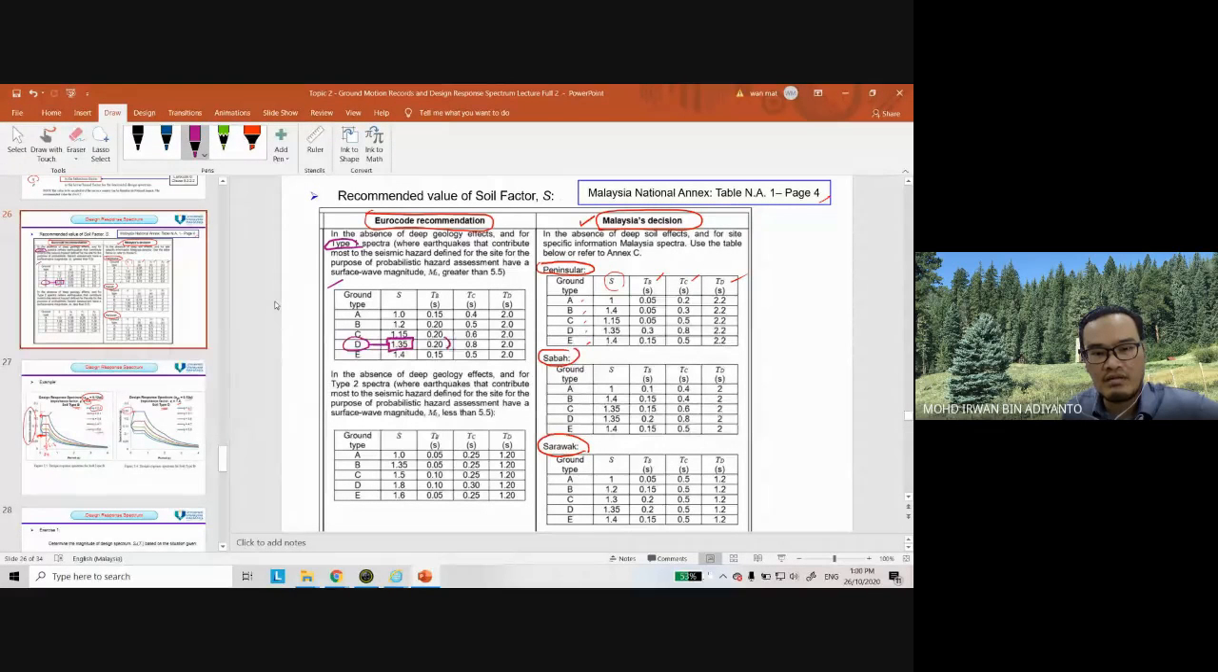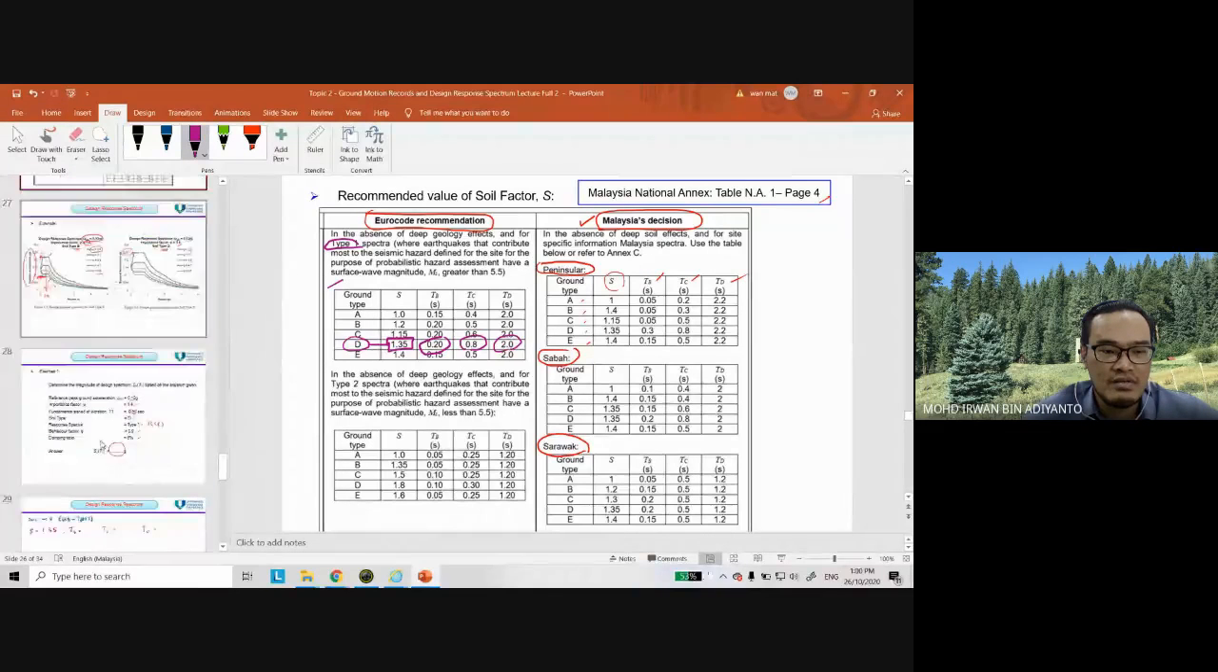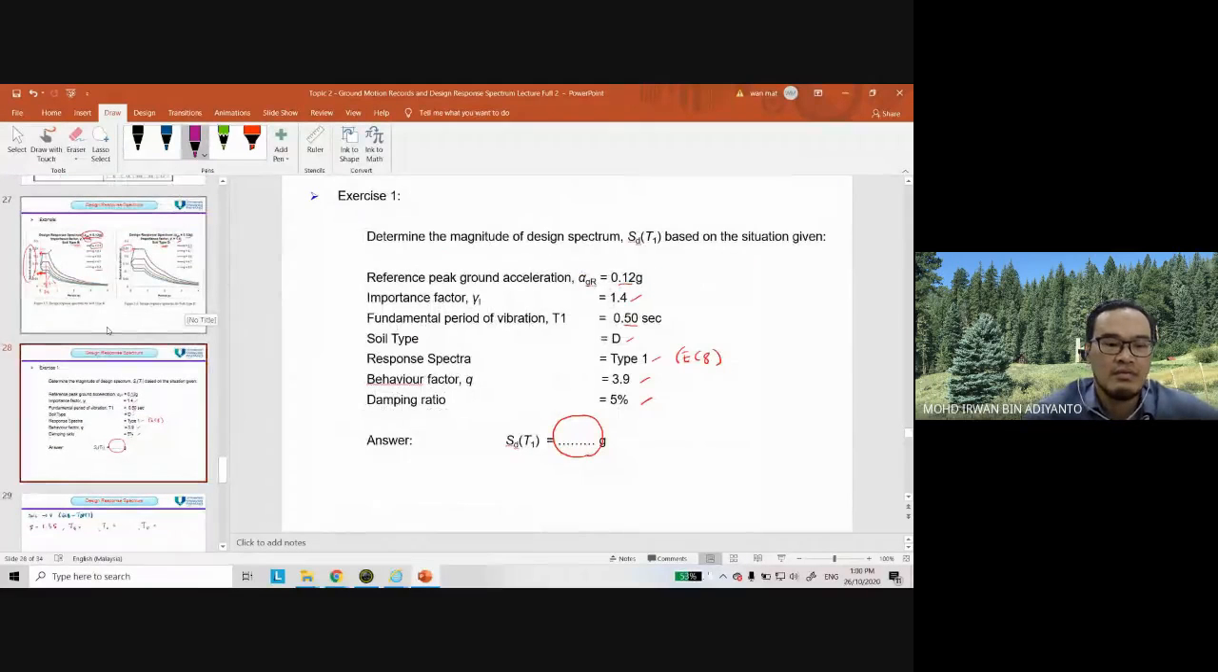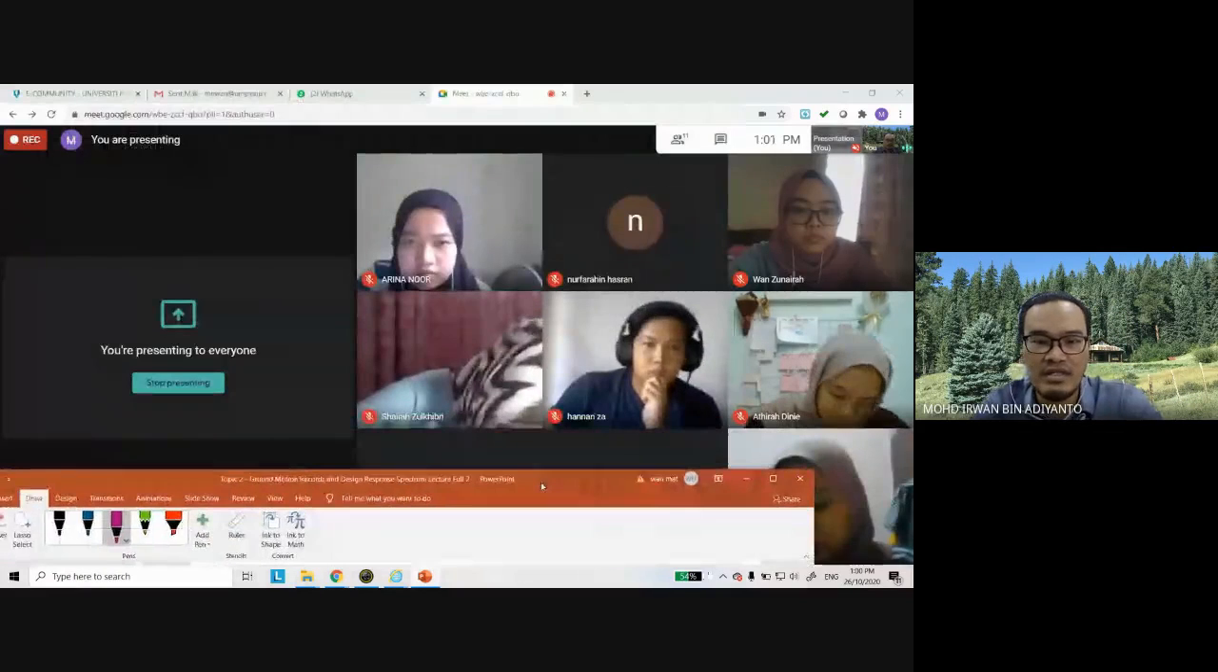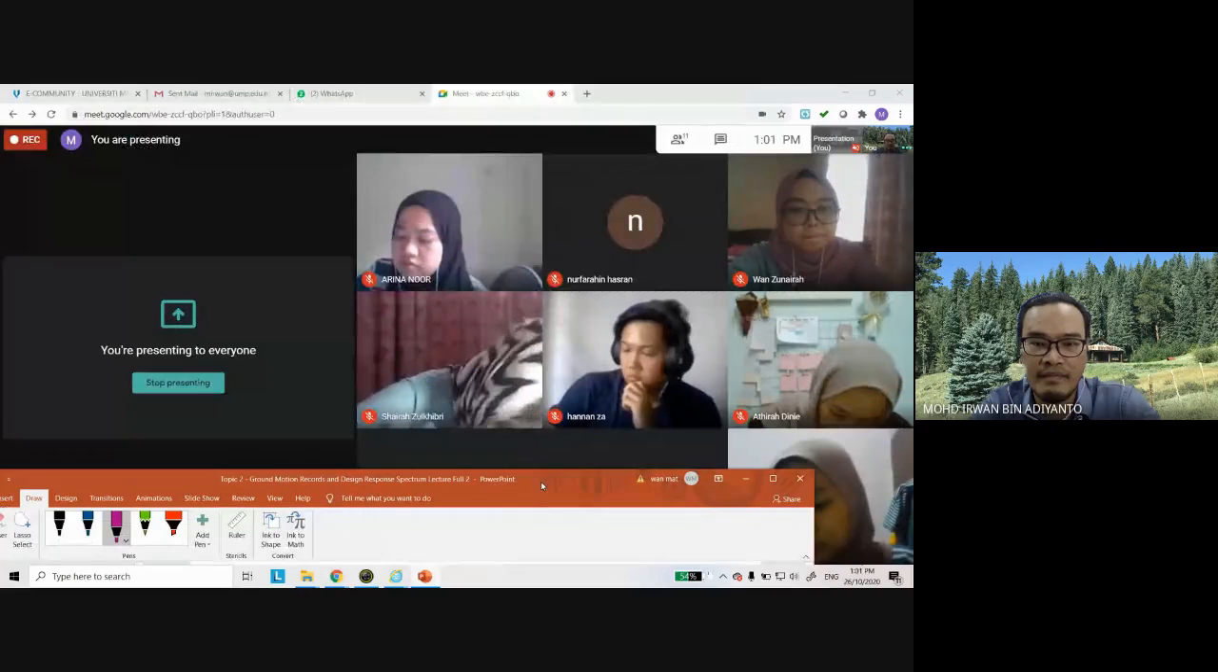This one, right? TB is 0.2, TC is 0.8, and TD is 2.0. So we just write down TB is 0.2 second, TC is 0.8 second, and TD is 2.0 second. Okay, boleh. Any question up to this level? Boleh faham?